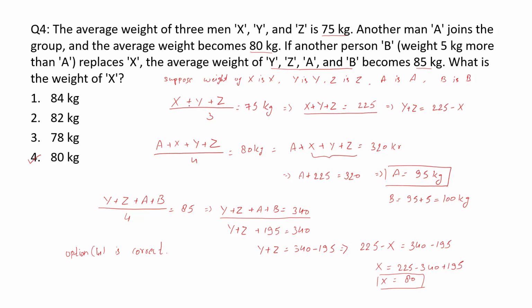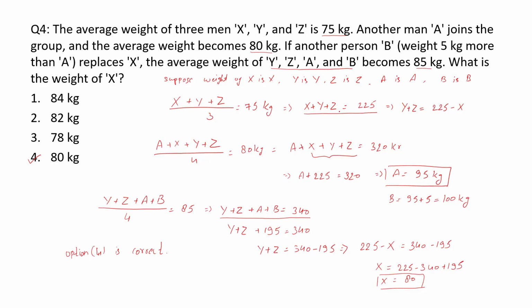So what I did here is one by one, I have written what was given. Average weight of XYZ is 75, so X plus Y plus Z is this. Average weight of 4 persons is 80, so I got to know the weight of A. And B's weight is 5 kg more than A's weight. That becomes 100. Now, the last line: the average weight of these 4 people is 85. So from here I have one more equation.